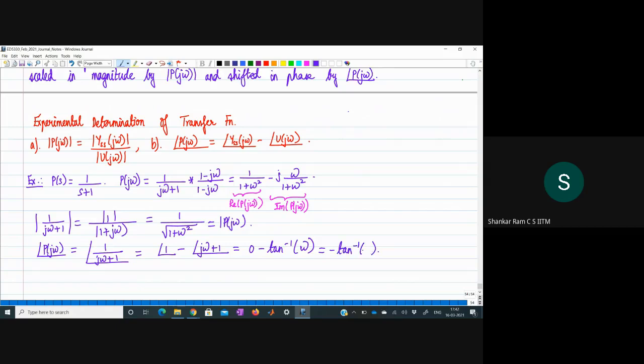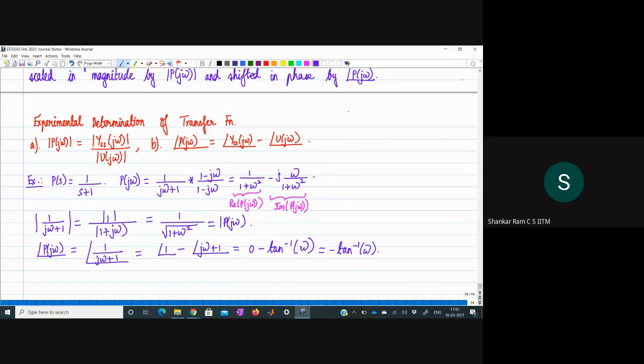All right, so this is what we will have. Consequently, from this example, it is clear that the magnitude of 1 by 1 plus j omega is 1 divided by square root of 1 plus omega square, and the phase of 1 divided by 1 plus j omega is going to be minus tan inverse of omega, right?